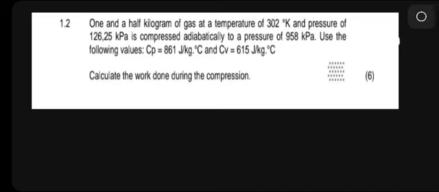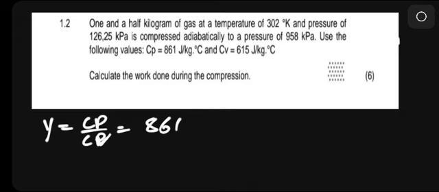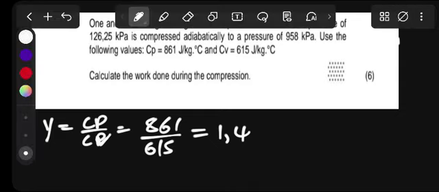All right, so I will start by calculating gamma. We know, guys, gamma is Cp divided by Cv. We have been given Cp there. So it is 861 divided by 615. If you punch that on your calculator, 861 divided by 615, this is what it gave me: 1.4. All right, so we have the gamma value.